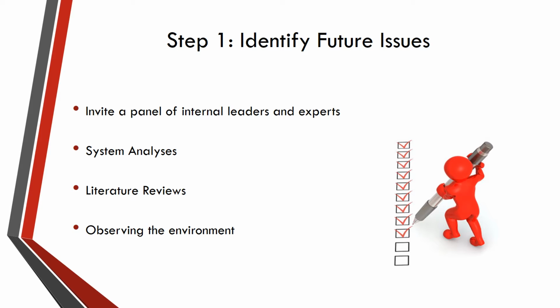A number of mechanisms can be used to capture the opinions of the group of experts on the likelihood that issues will occur. Those mechanisms include system analysis, literature reviews, and observing the environment. The identification process could result in a list of strategic issues, along with priorities that reflect both the importance of the issue and the likelihood it will become prominent, requiring a response.